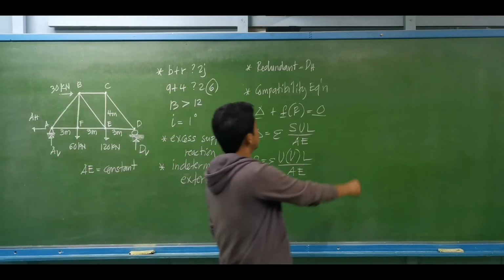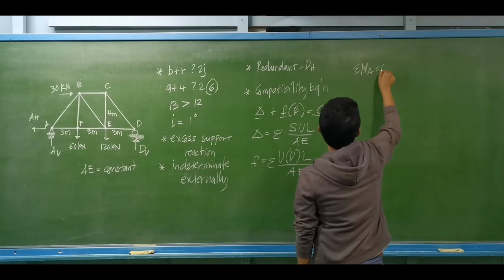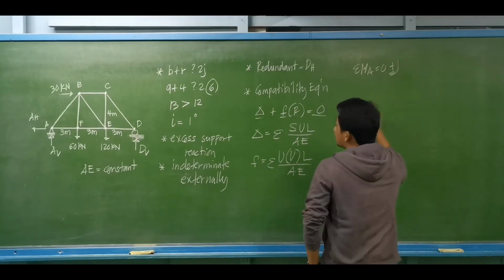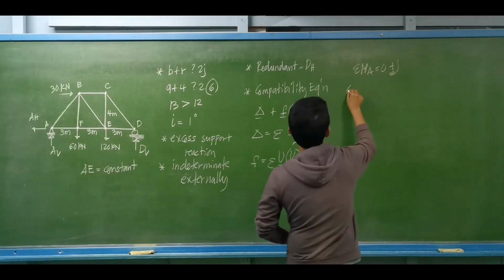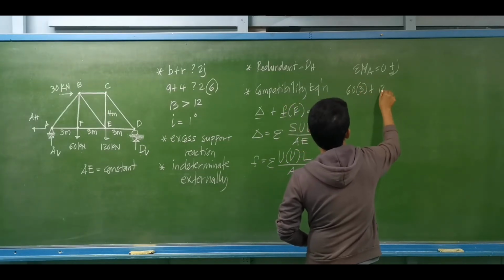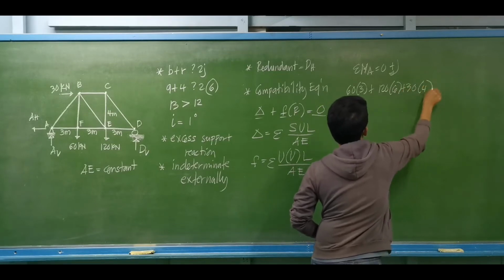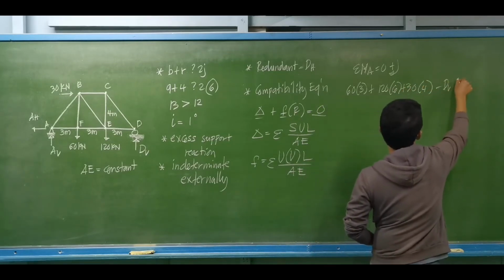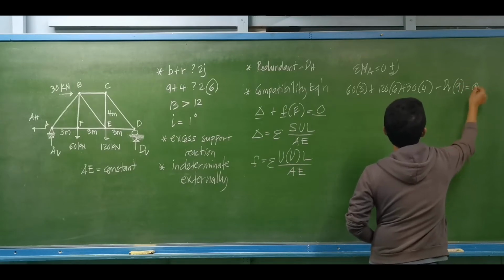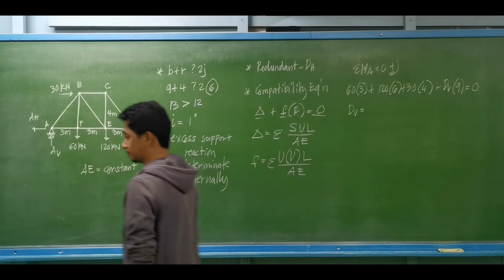So we take the summation of moments at joint A equal to 0, with clockwise moments positive. We have 60 times 3 plus 120 multiplied by 6 plus 30 times 4 minus the vertical reaction at D multiplied by 9 equals 0. So we can solve for the vertical reaction at point D.